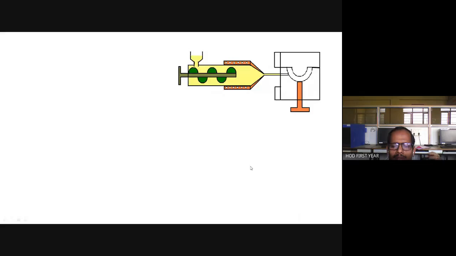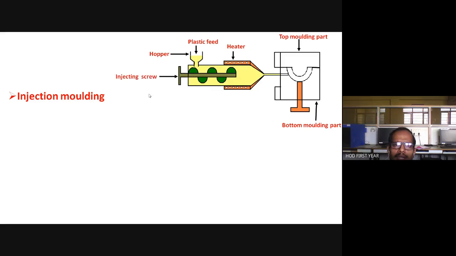So injection molding, this is the diagram you should draw. This is the heater for heating material, top molding part, bottom molding part, which are the common labels, common parts of all molds, plastic feed, which is called hopper. Then the injection screw: material is injected into the die with the help of this Archimedean screw. Then molding plastic powder in the die cavity. Here we have cavities according to the shape to be given. Extraction pin, and this is the nozzle.